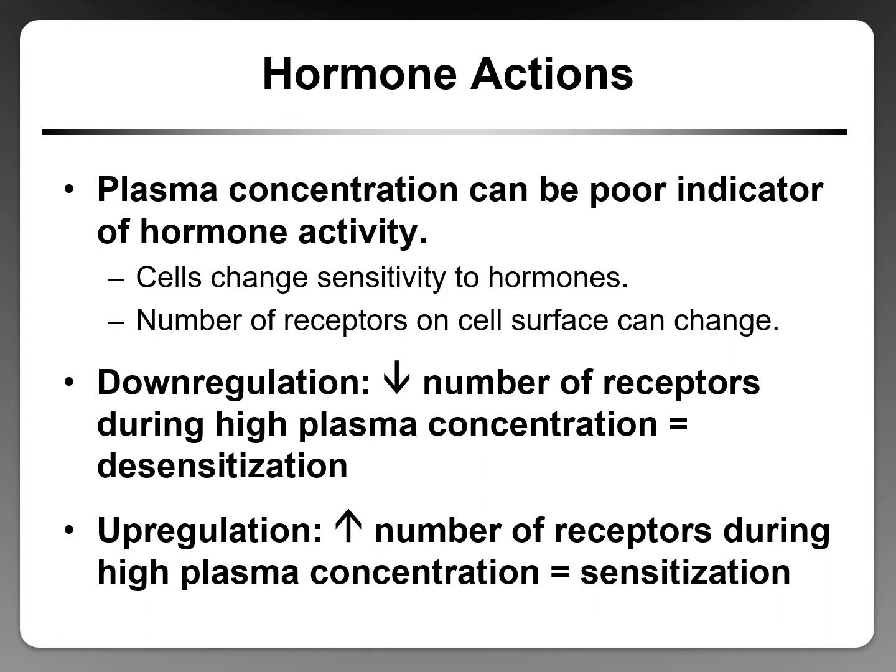Downregulation is when we decrease the number of receptors during a high plasma concentration. This means we have become desensitized to that particular hormone. An example of a disorder from downregulation would be decreased metabolic sensitivity to insulin. So this is type 2 diabetes. Upregulation is when we increase the number of receptors during high plasma concentration. This is called sensitization. So, for example, when individuals who are type 2 diabetics complete high amounts of strength training, it increases their sensitivity to insulin, and therefore they can help bring glucose into their cells more effectively.